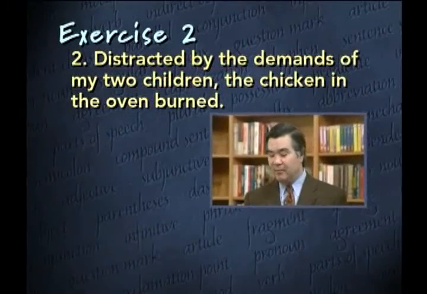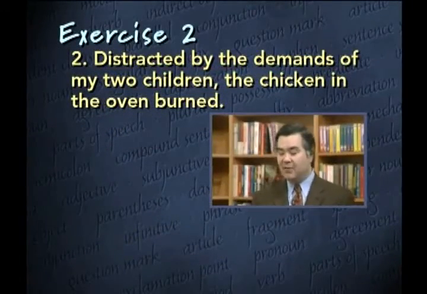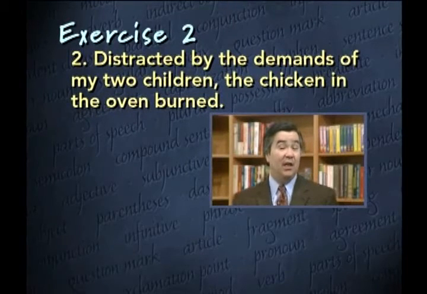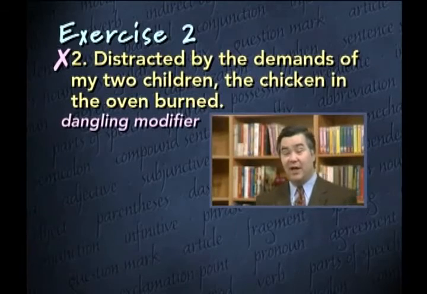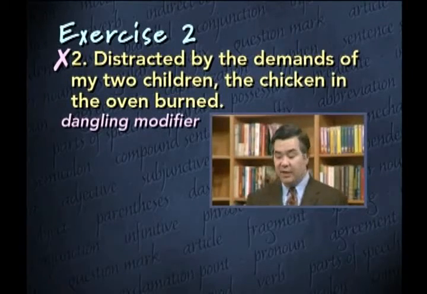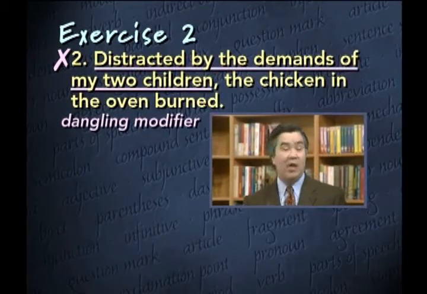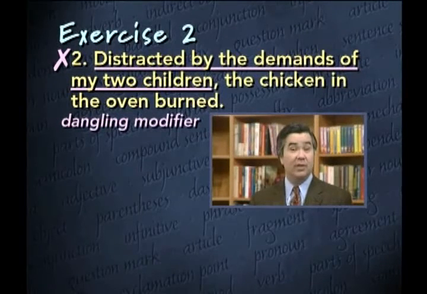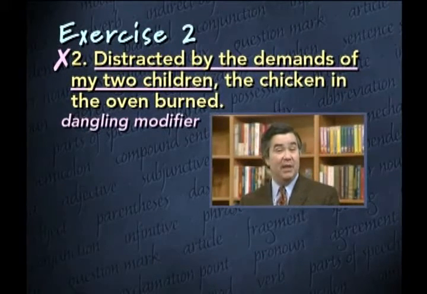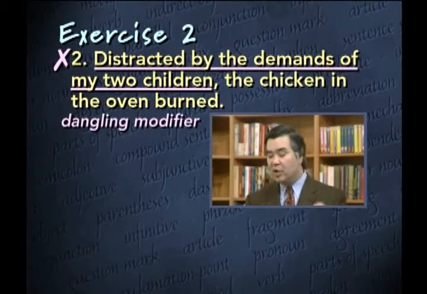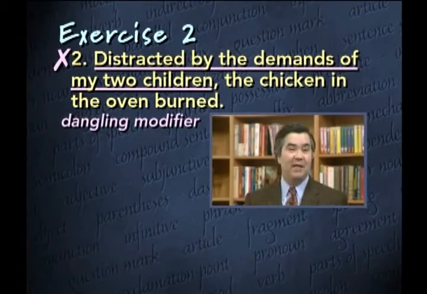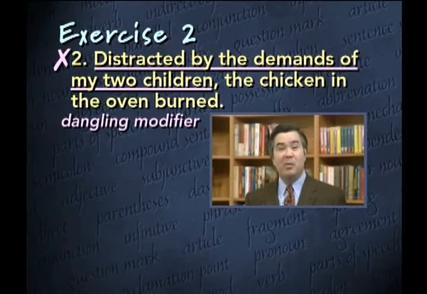Next example. Distracted by the demands of my 2 children, the chicken in the oven burned. Here we have a dangling modifier. The sentence begins with a modifying phrase, distracted by the demands of my 2 children. Remember that what follows immediately should be the word or words that are being modified. In other words, who was distracted by the demands of my 2 children? Well, presumably that was me.